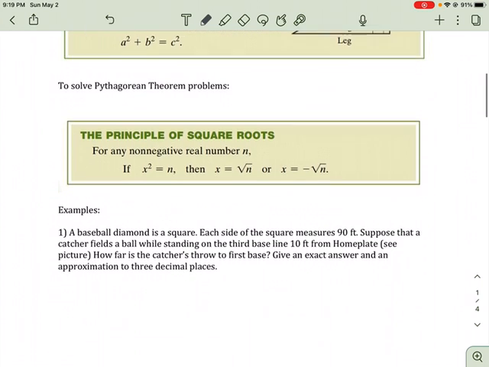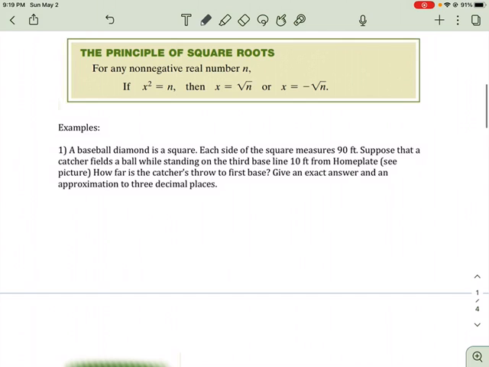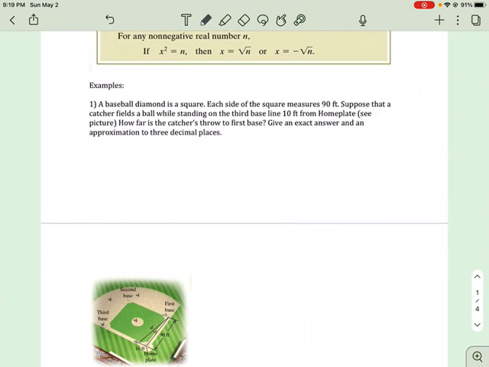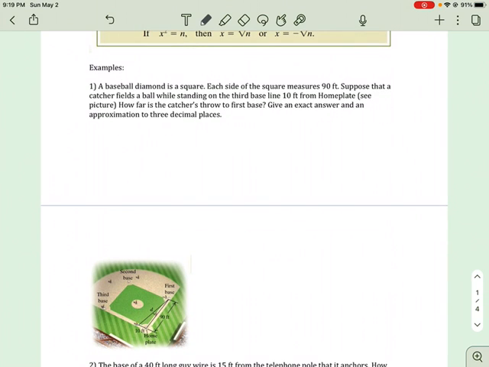All right. Okay, so we have a baseball diamond that is a square. I have a picture right here for us. Each side of the square measures 90 feet. Suppose the catcher fields a ball while standing on the third baseline 10 feet from home plate. How far is the catcher's throw to first base? We want to give an exact solution and an approximate solution.